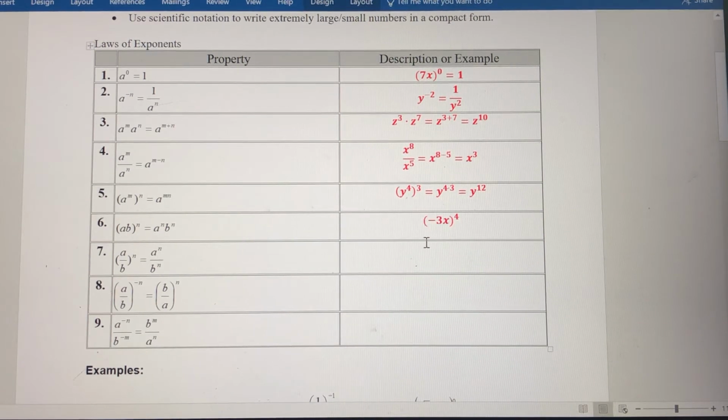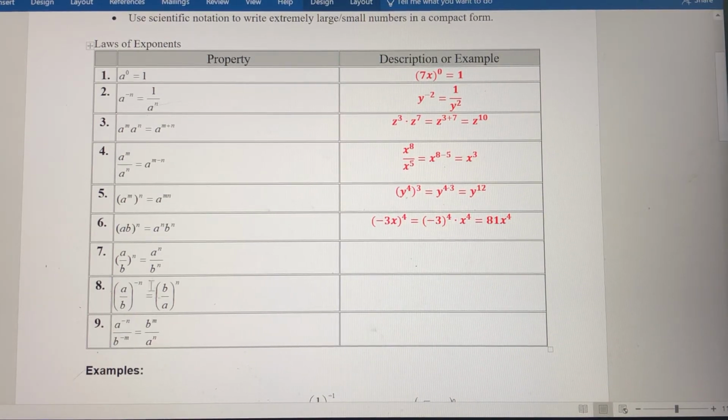As an example, I've got negative 3x to the 4th power. So I'm going to raise the negative 3 to the 4th power, and then I'm going to raise x to the 1st to the 4th power. And I'm going to multiply those two together to get my final answer. So negative 3 to the 4th power is positive 81. And then x to the 4th I can't do anything with, so we push those together to get my answer, 81x to the 4th.